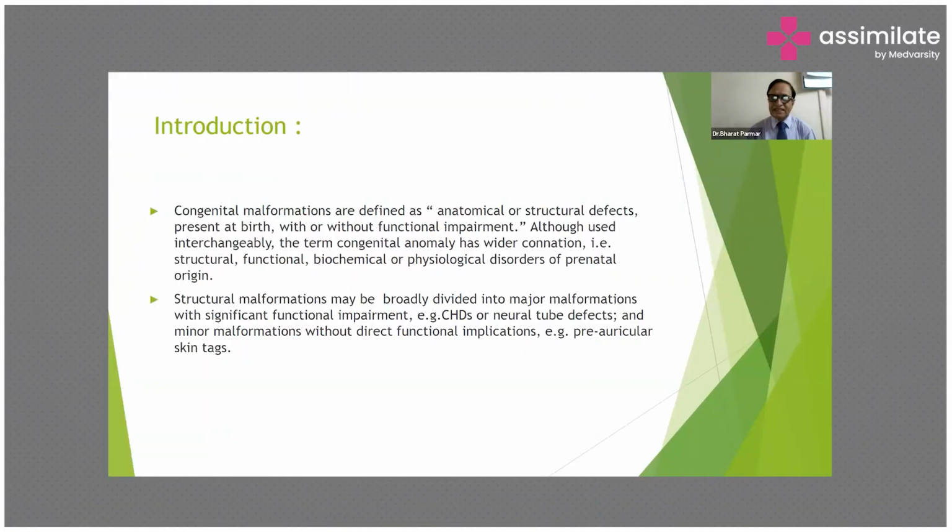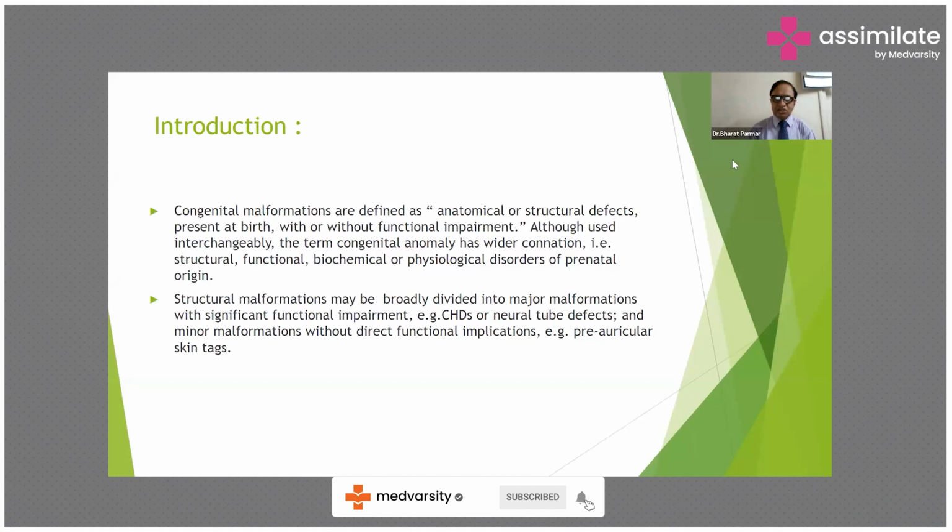Congenital malformations or anomalies are defined as anatomical or structural defects present at birth, with or without functional impairment. Although used interchangeably, the term congenital anomaly has a wider connotation: structural, functional, biochemical, and physiological disorders of prenatal origin. Structural malformations may be broadly divided into major malformations with significant functional impairment, that is congenital heart disease and neural tube defect, and minor malformations without direct functional implication, that is preauricular skin tags.